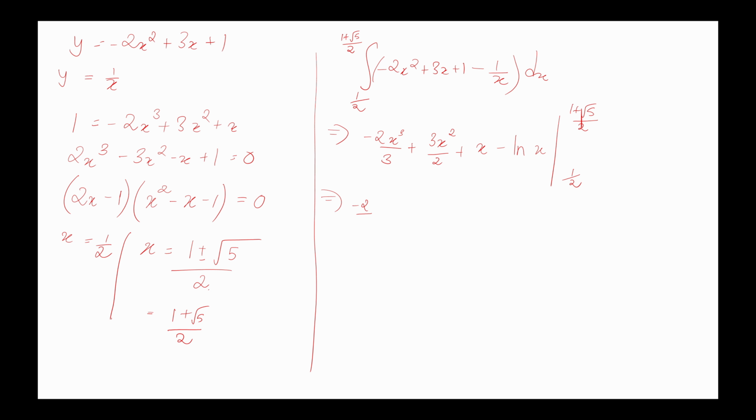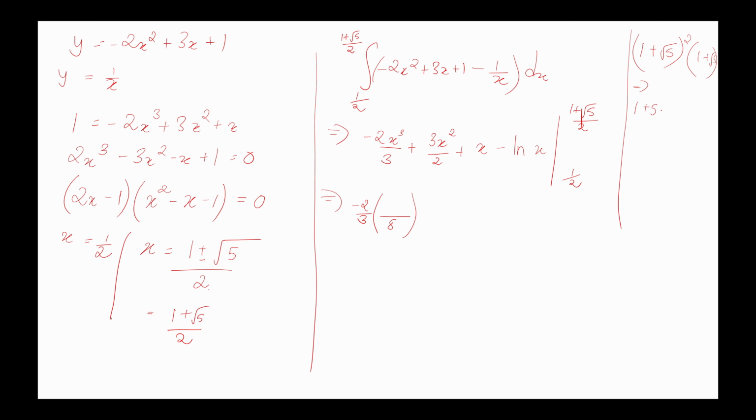I get minus 2 by 3. Here below I would have 8 and 1 plus root 5 whole cube. So let us find that out here. 1 plus root 5 whole cube. So first let us square this term. What are we going to get? Let us make this square into 1 plus root 5. What are we going to get?